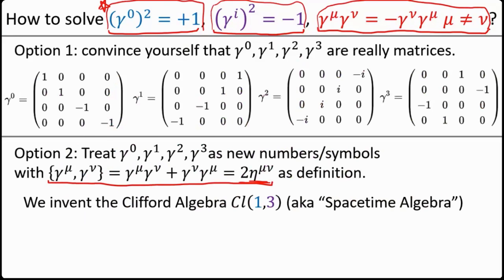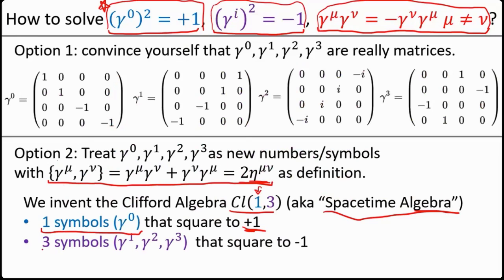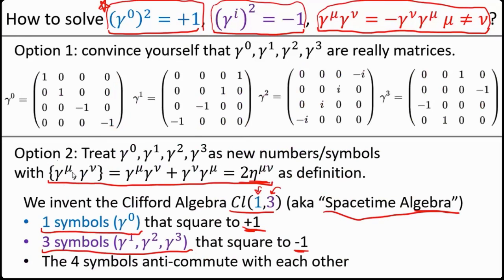So here we've invented the Clifford Algebra 1-3, also called the SpaceTime algebra, and hopefully you can understand by now we have one symbol that squares to +1, so that's where the 1 comes from, and then we have 3 symbols, gamma 1, 2, 3, that square to -1, so that's where the 3 comes from. That's why it's called the Clifford Algebra 1-3. Those were 3 examples of Clifford algebras. Oh yeah, and of course we need the anti-commuting rules as well.